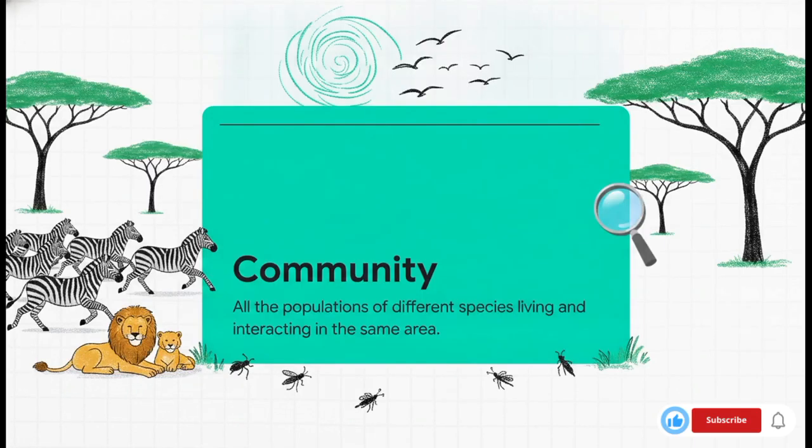Now let's take it up another notch. A population is great, but again, it's not alone out there. If we take our herd of zebras and we introduce a pride of lions, a flock of birds, some insects, and those iconic sweeping savanna trees, we've just built a community. A community is basically the whole neighborhood, all the different populations living and interacting in that one specific area.